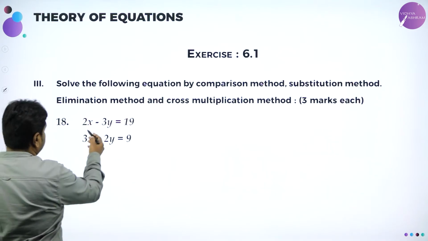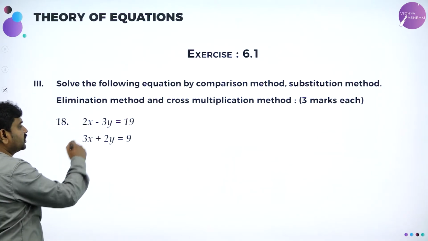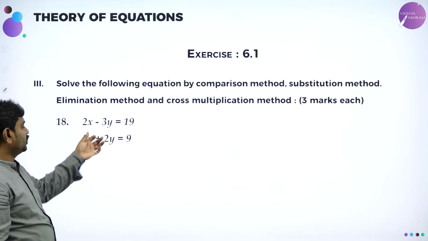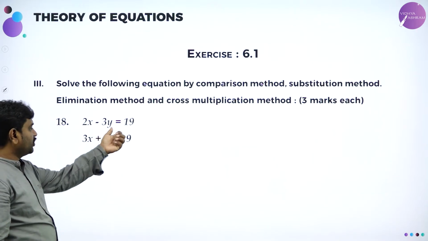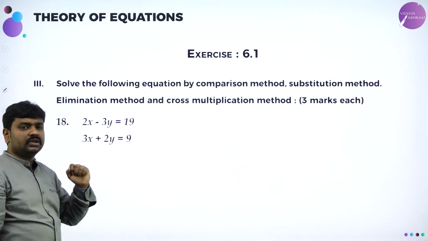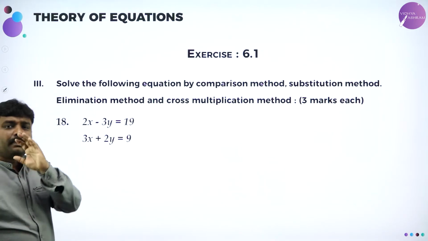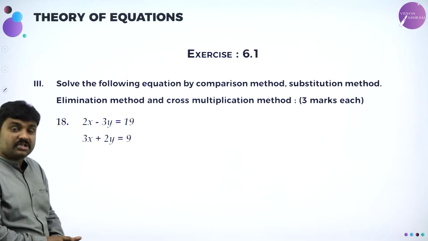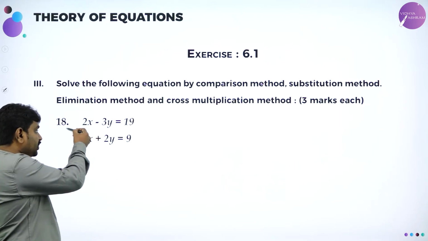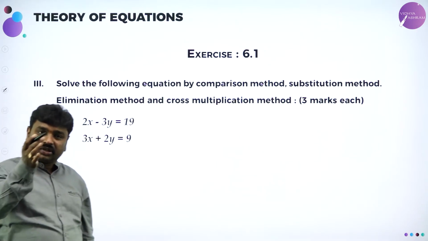Next we have the second question. See here, the coefficients are different. The coefficient of x is 2 and the coefficient of x is 3. The coefficient of y is minus 3 and the coefficient of y is 2. Make any one coefficient the same. How to make the coefficient the same? Multiply opposite terms. Means multiply the coefficient of x of the first equation to the second, and the second equation's to the first.